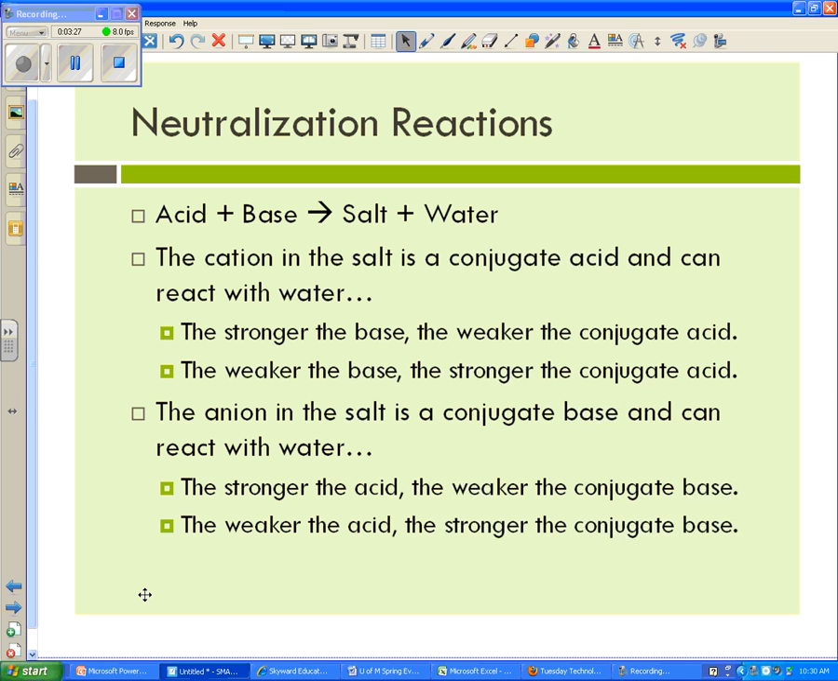The stronger the base is, the weaker the conjugate acid in the salt will be. The weaker the base is, the stronger the conjugate acid in the salt will be. The anion in the salt will be a conjugate base from the acid, and it too can react with water. The stronger the acid is, the weaker the conjugate base. The weaker the acid, the stronger the conjugate base.